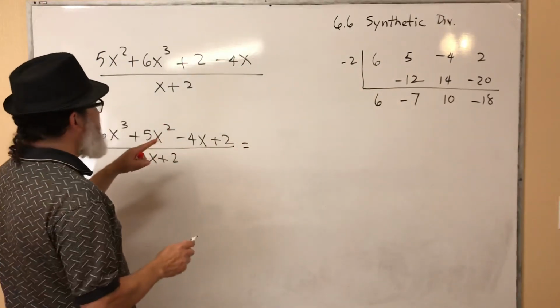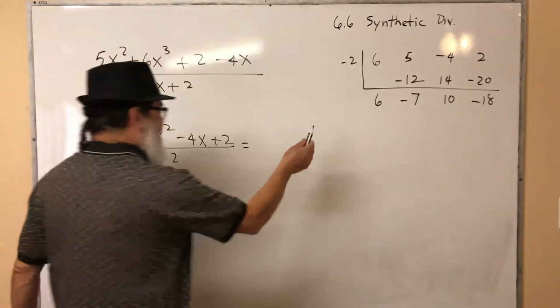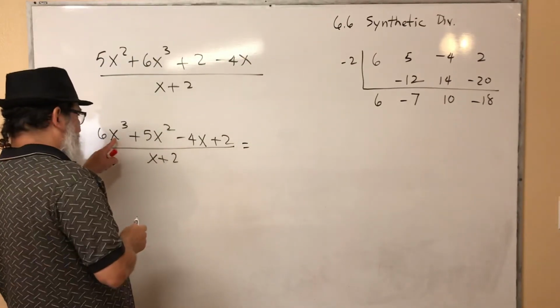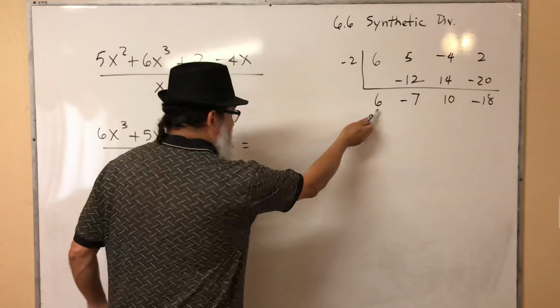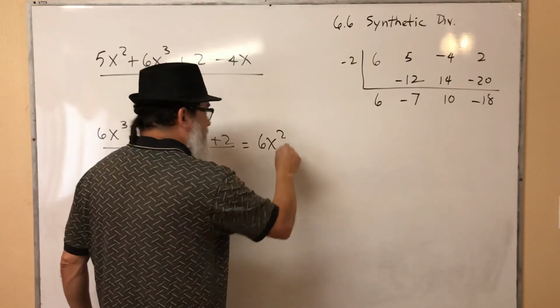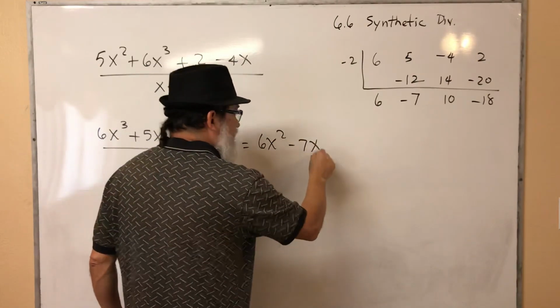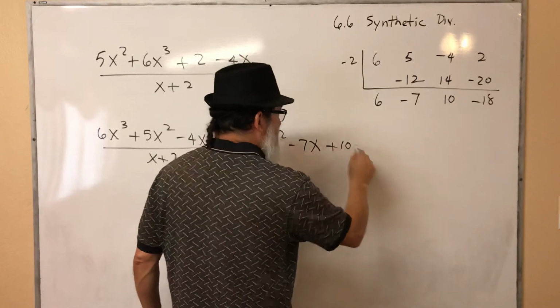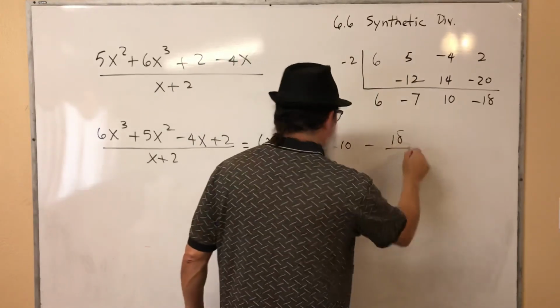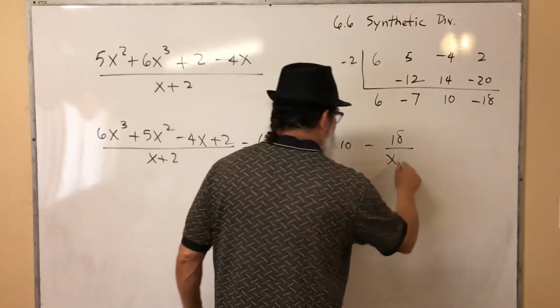The solution to this, guys, is going to be what? This starts at x cubed, so the answer is 6x squared minus 7x plus 10 minus 18 over x plus 2.